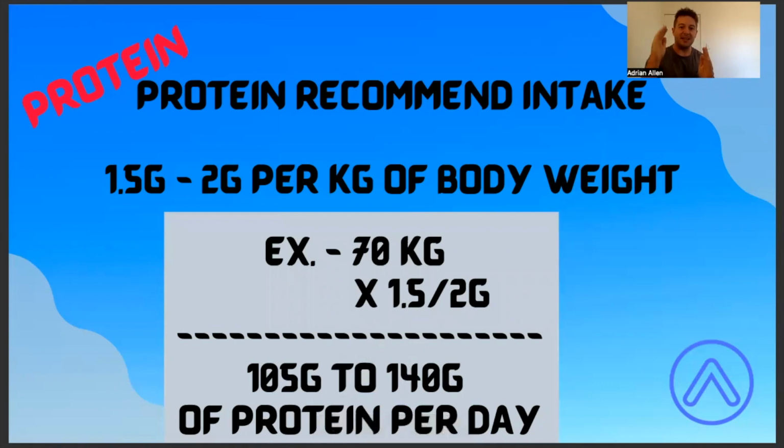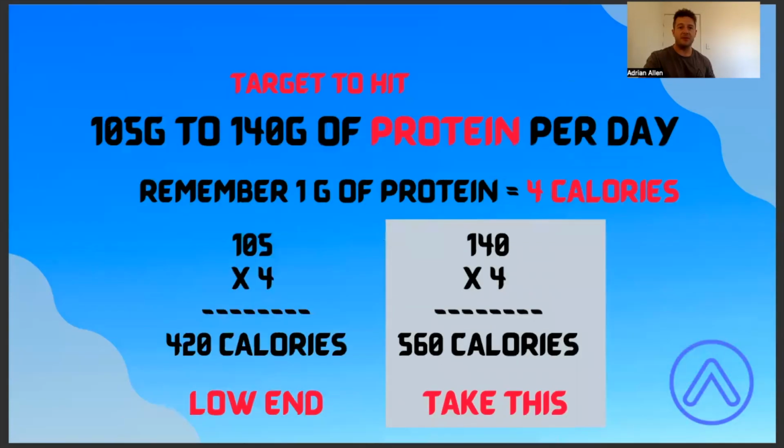If you're a guy at 70 kg, you probably want to be closer to the 140. If you're a girl, 1.5, and maybe 105 to 120 would be your target. But the more protein you can get into you in that range, the better it will be for muscle gain, for recovery, for performance, and just to feel satiated when you eat your meals. So target to hit 105 to 140 grams of protein per day.